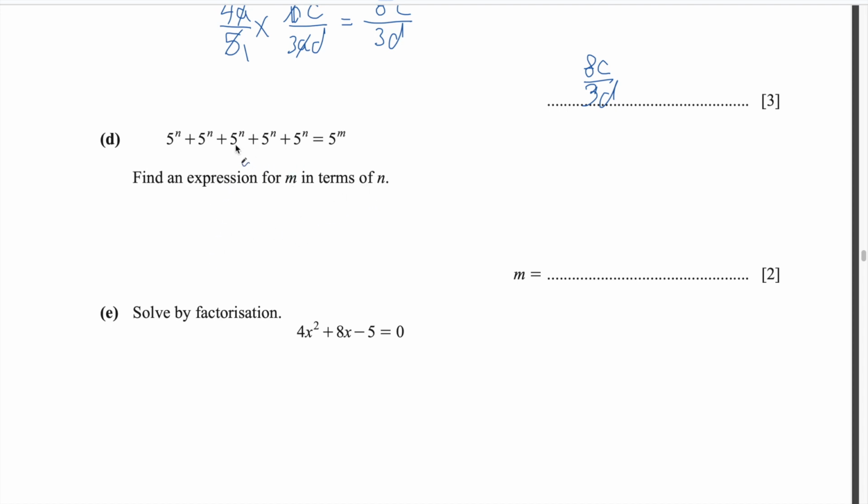So you have 1, 2, 3, 4, 5 terms. So 5, I factor, it will become 5 times 5 to the power of n is equal to 5 to the power of m. Now 5 means 5 to the power of 1, so you can add powers. 5 to the power of n plus 1 is equal to 5 to the power of m. Two indices are equal, bases are the same, so powers should be the same. So m is equal to n plus 1.